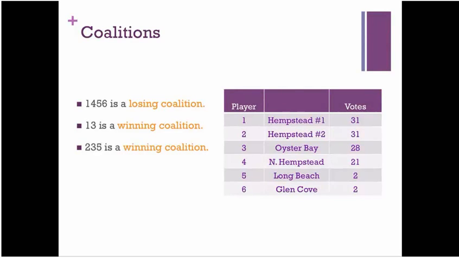On the other hand, if you take coalition 1-3, meaning just player 1 and player 3 together, that's 59 votes that they control, and that's larger than the quota, and therefore this is a winning coalition. And then looking at 2, 3, and 5, that is to say the coalition consisting of player 2, player 3, player 5, that has 61 votes, so that's also a winning coalition.